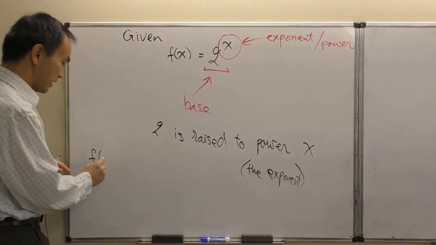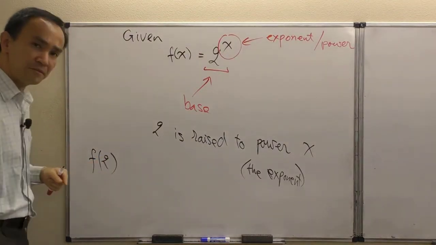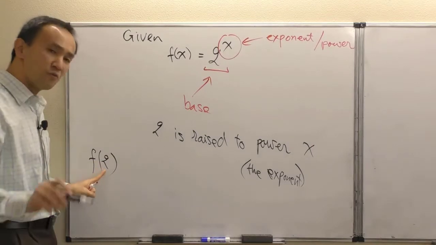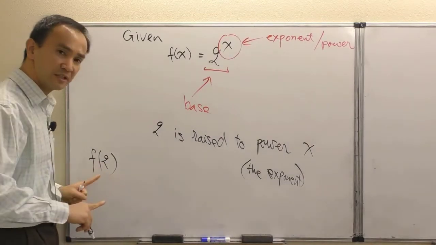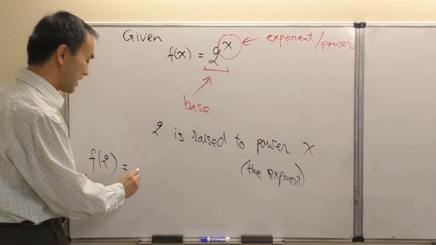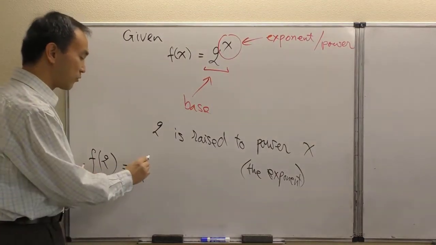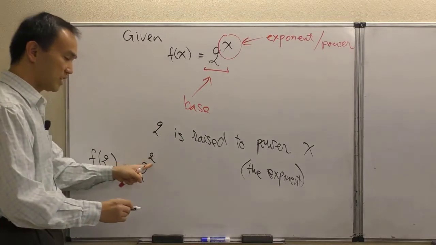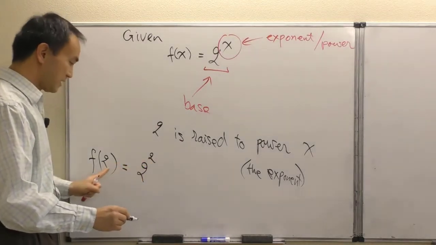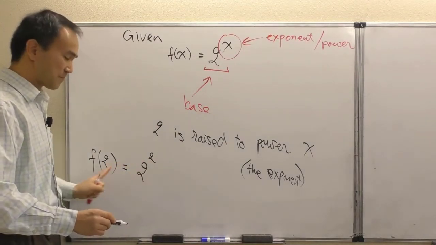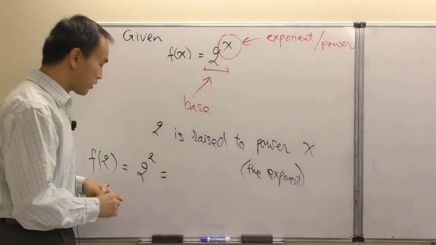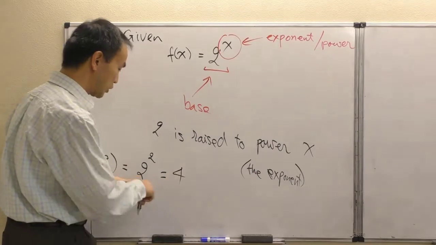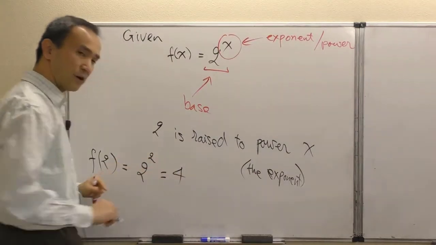So how about we go f of 2. Now the rule says, we have a specific given value for the input. With this input currently being 2, the rule says with the base 2, I'm going to raise that to the power 2. So this power is specifically 2, matching the input right here. Now it comes back to just the easy calculation. That equals 4, because 2 to the power 2 equals 4.